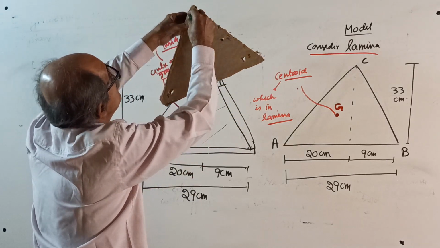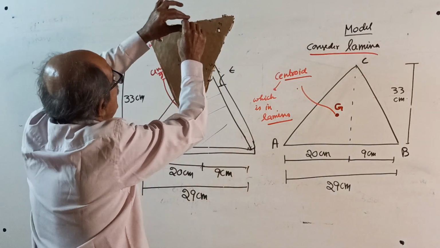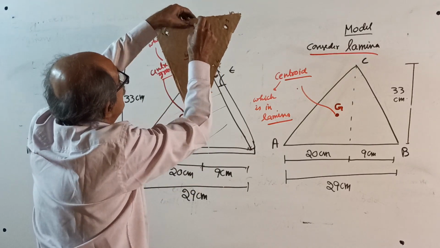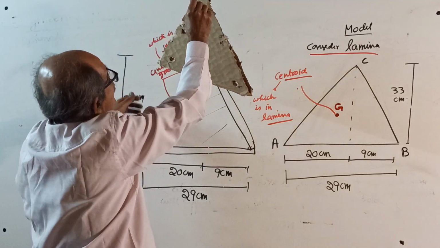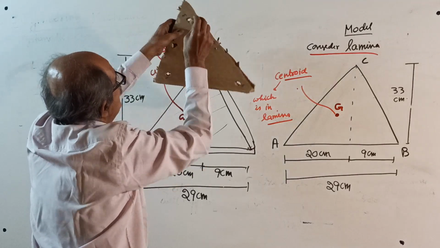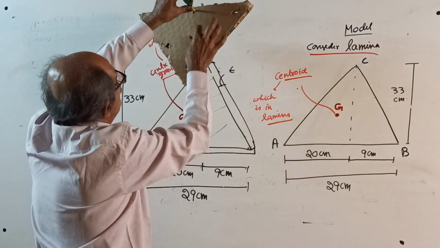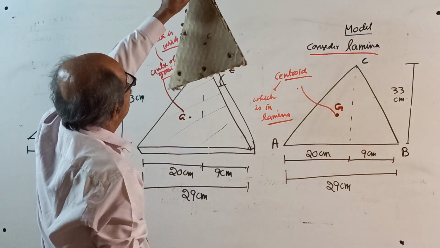I suspend it to hole number 2. See now, again, weight is acting like this. I suspend to hole number 3. See now, tilted. Again, weight is acting. See, this point. Hole number 4, anywhere, see now, tilted. Weight is acting like this. Hole number 5, see now.